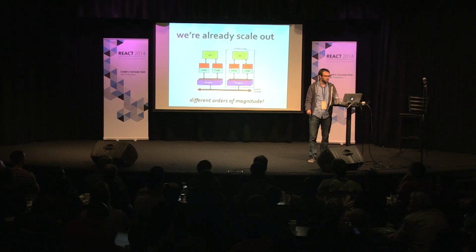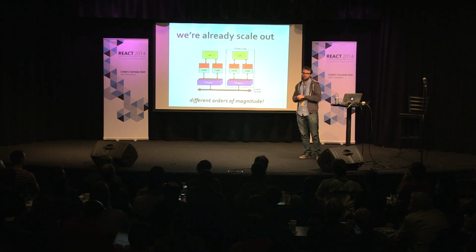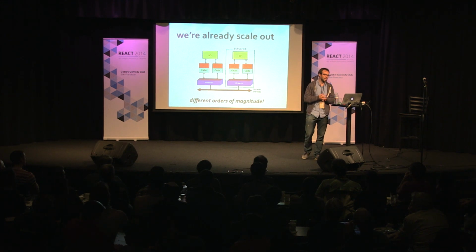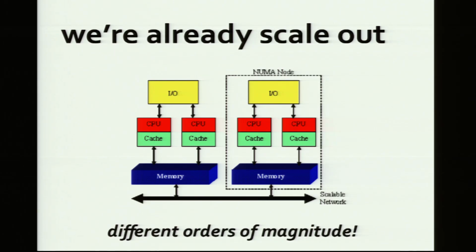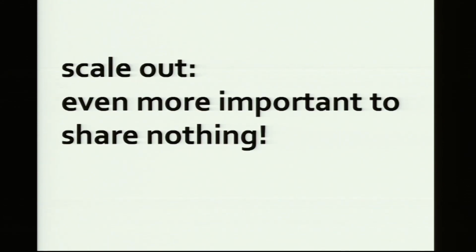All right. So it is true that we should already basically be building scale-out applications, but there are differences, right? So the first biggest difference is that it's a tremendous difference in order of magnitude when it comes to the latencies that you'll see on a single machine versus across multiple machines, right? So for scale-out, it's even more important that we focus on share nothing. It's even more important, okay?